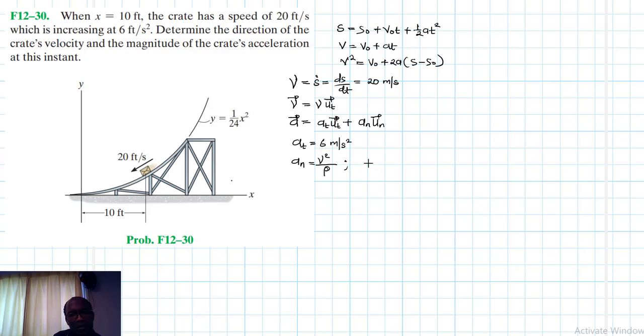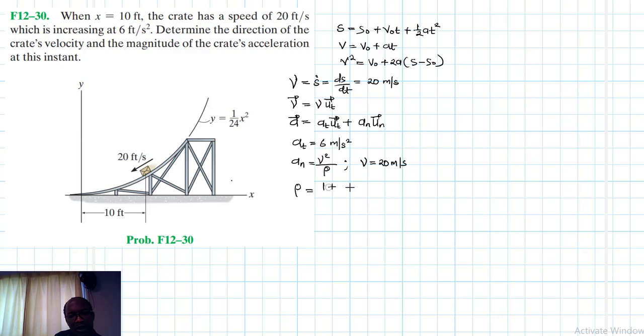Where v here, we already know at this point, v is equal to 20 at that instant. It's 20 meters per second. Then for rho, we need to calculate it.